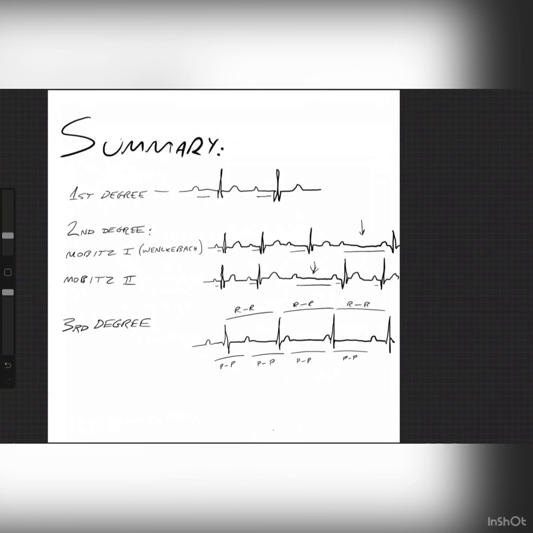And it has a very high risk of progression to complete heart block. And for Mobitz type 2 and complete heart block, you definitely need a pacemaker urgently for the patient. Mobitz type 1, in some cases you might not, and first degree, usually you don't need to do anything if there are no other abnormalities on the ECG.